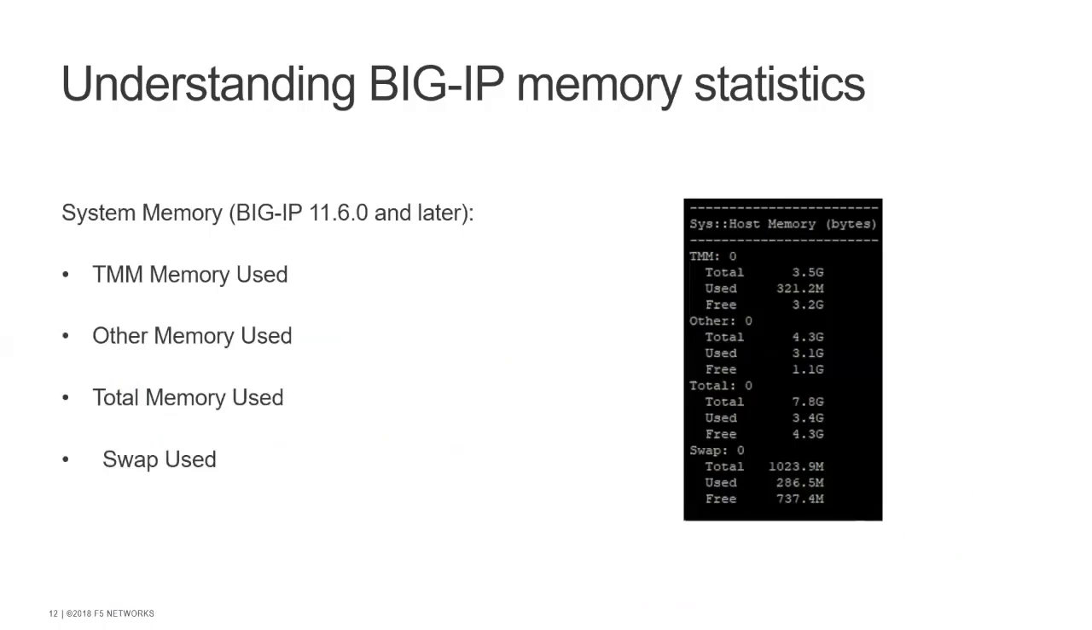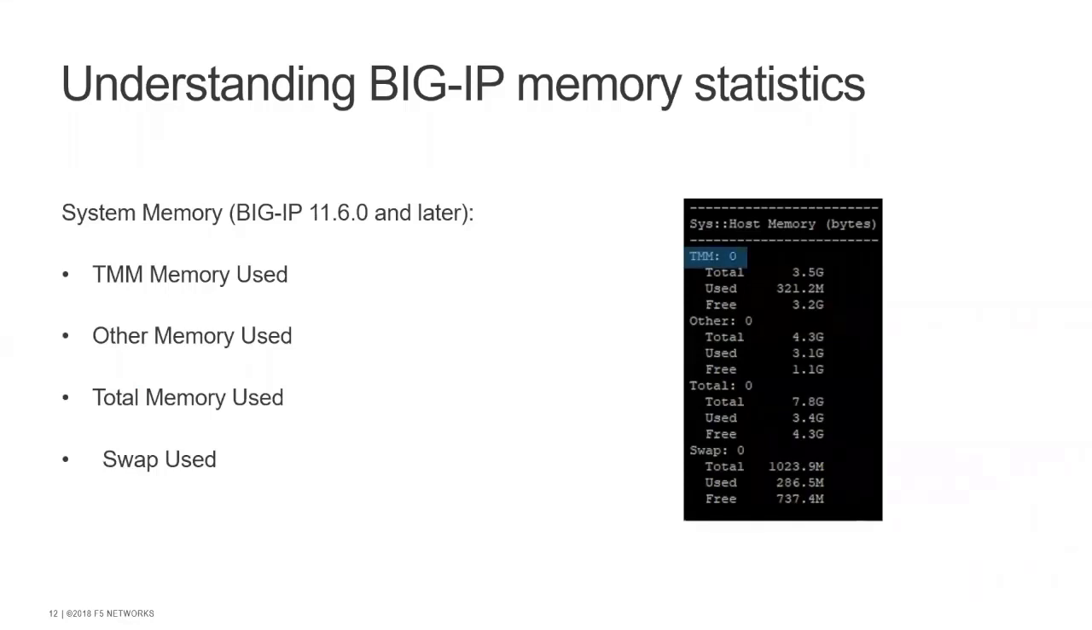In BIG-IP version 11.6.0 and later, the configuration utility and TMSH report memory allocated to buffers and cache as free memory. This indicates that cache memory is generally available for use by other processes. The memory statistics are reported as follows.